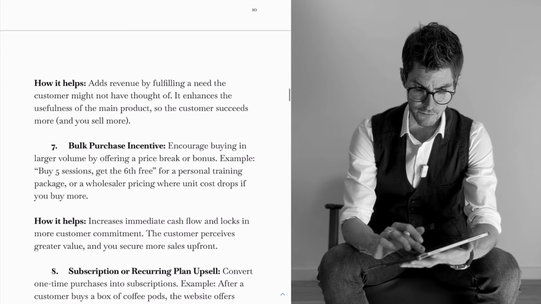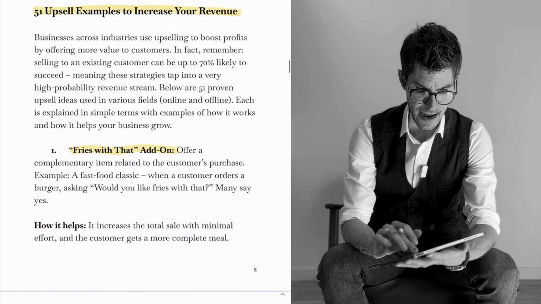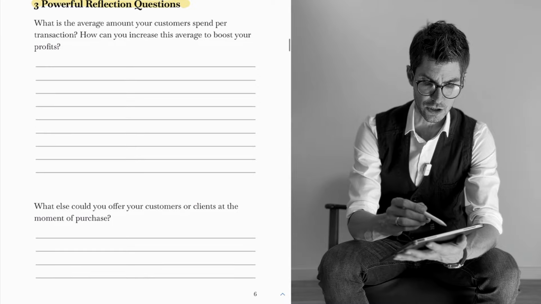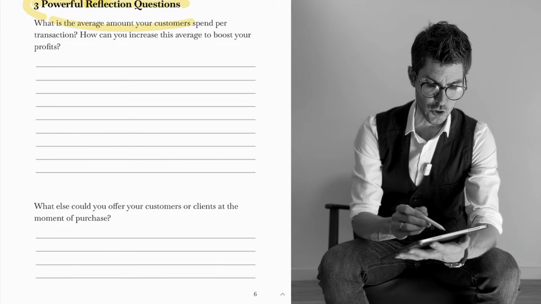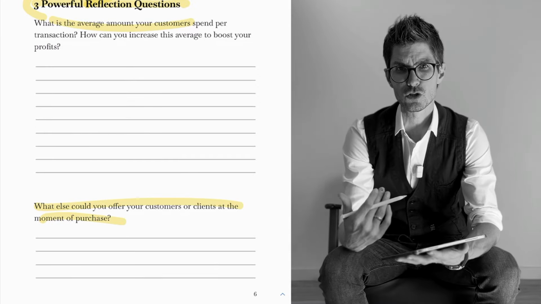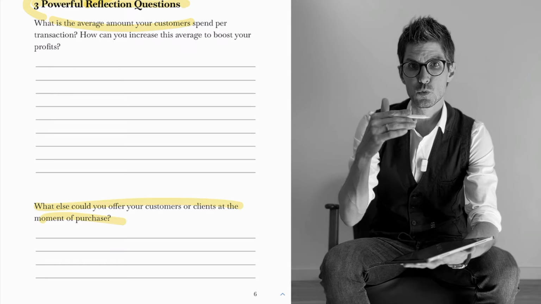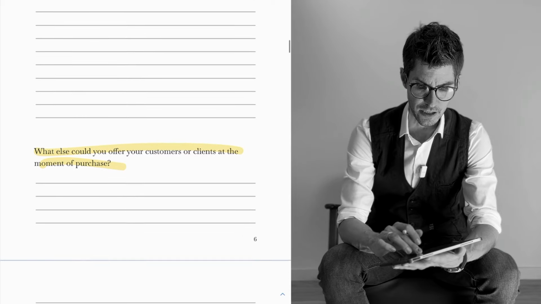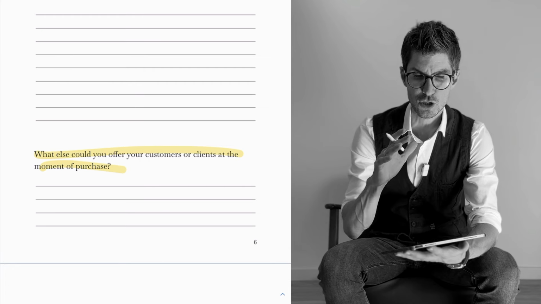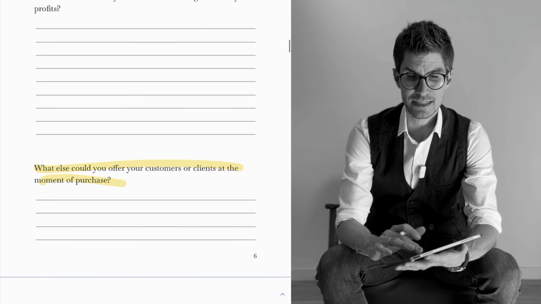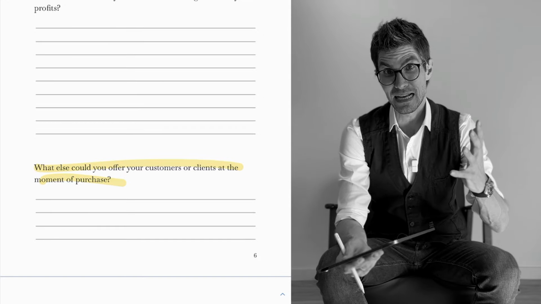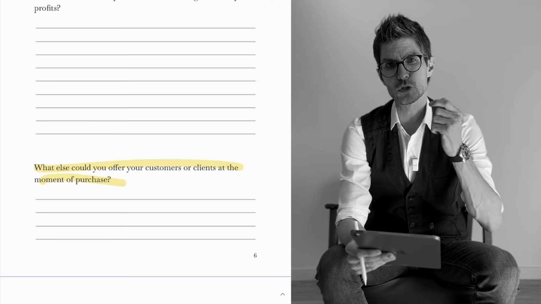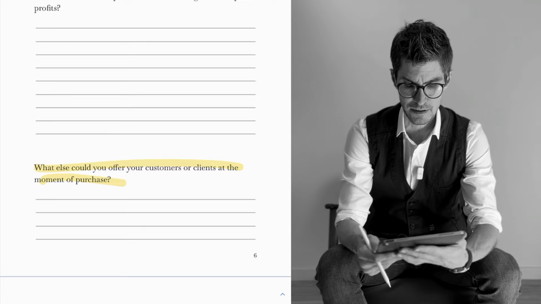So you can go through all 51 examples, and then I've put together 3 powerful reflection questions that you can use to apply it to your situation, because it's not about more knowledge, it's really about applying it to your situation and immediately seeing how this strategy of adding and being more strategic about upsells will all of a sudden be like printing free money for your business, while at the same time also serving your customers in the best possible way.